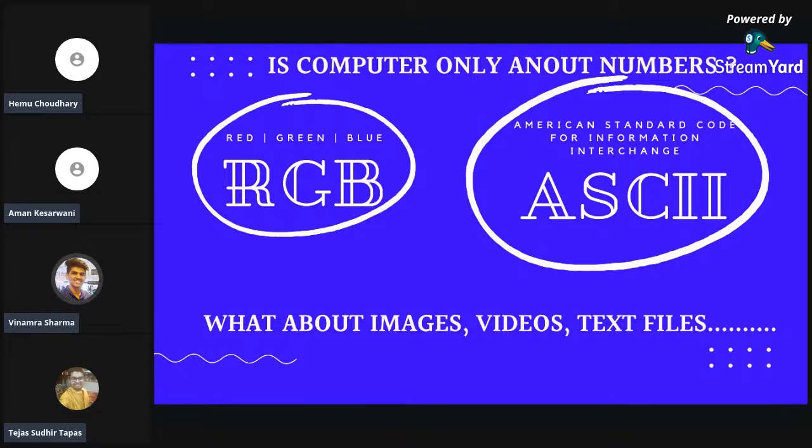But all the characters, or maybe all the alphabets that you can say, A, B, C, D to Z, every character has a specified value, and this value is basically defined as their ASCII value. ASCII stands for American Standard Code for Information Interchange.